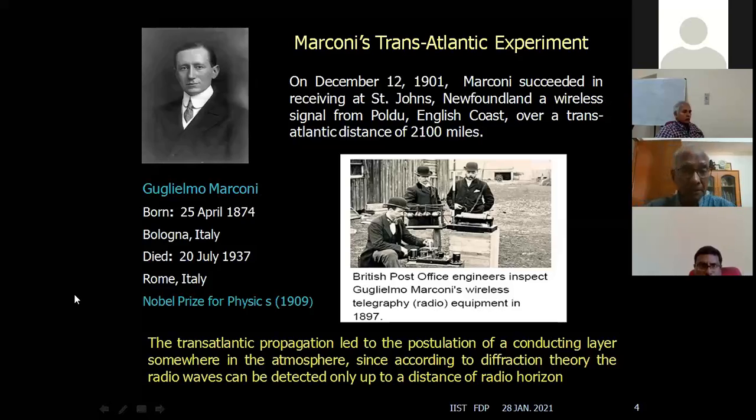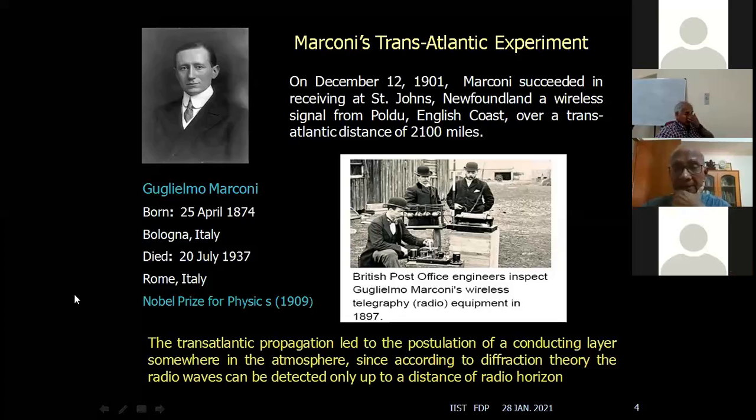So this is Guglielmo Marconi, who won the Nobel Prize for inventing the radio. On December 12, 1901, he succeeded in sending a radio signal across the Atlantic from the east coast of England to St. John's in Canada. That's a transatlantic distance of 2,100 miles or 3,300 kilometers.